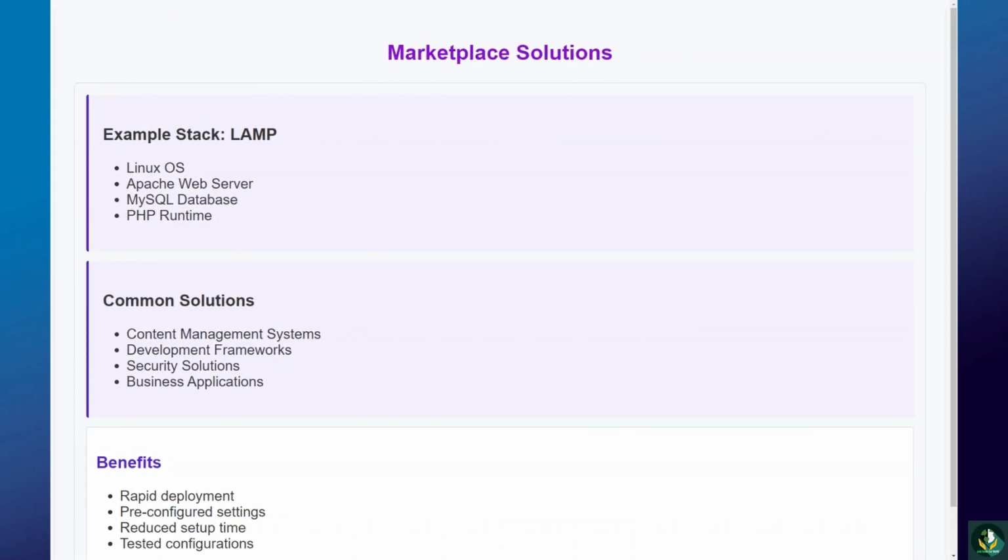The Azure Marketplace represents a significant enhancement to the basic VM deployment process, offering pre-configured solution stacks that combine operating systems with popular software applications. This integration streamlines the deployment process and reduces the complexity of setting up complex environments. Consider the example of a LAMP stack deployment. Linux provides the operating system foundation. Apache serves as the web server platform. MySQL handles database responsibilities. PHP enables dynamic web application functionality. Instead of manually installing and configuring each component, which can be time-consuming and error-prone, the Marketplace allows you to deploy the entire stack as a single unit.